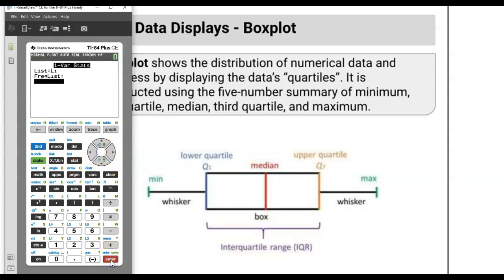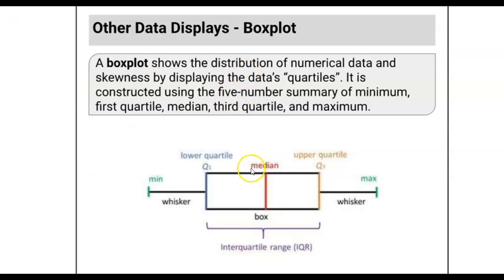It asks you if you're sure you want to do that. You say yes. And then it gives you a bunch of information: the average, or x bar, the standard deviation, and n, which is the sample size. And then down below, it gives you the minimum, quartile 1, median, quartile 3, and maximum. These are known as the 5-number summary, otherwise known as how you put together a box plot.